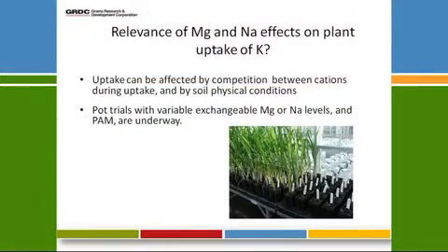Okay, but are those effects relevant when it comes to plant uptake? As I mentioned, there's competition between cations as the plants are actually taking them up. And there's also the effect of soil physical conditions as well. So we've got a crop trial over in Armidale, which is being harvested at the moment. Again, we've got those different cations, so low magnesium, high magnesium. Using PAM to remove physical impediments in the soil. And we're just looking at growth and nutrient uptake. Unfortunately, a couple of weeks away from actually having any results on this one.